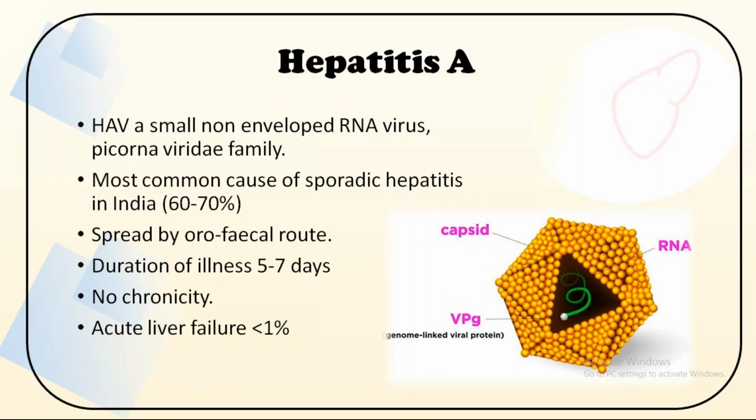Now, coming to the specificities. Hepatitis A, we'll start with individual ones, we'll deal with all the hepatitis viruses. It is a small non-enveloped RNA virus, picorna family. It's the commonest cause of sporadic hepatitis. 60 to 70% of hepatitis in India is hepatitis A. And the usual mode of transmission is the feco-oral, fecal-oral route, and the duration of illness is hardly 1 week. No chronicity, and acute liver failure is very, very uncommon.